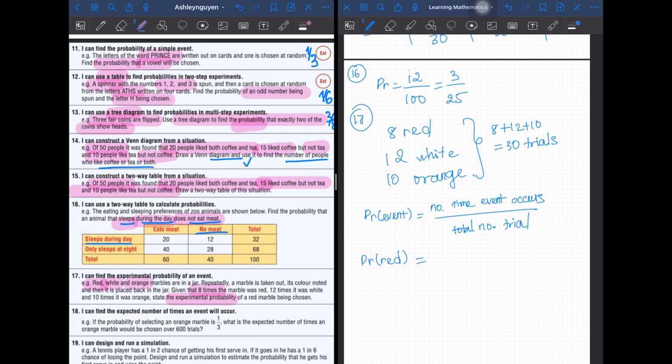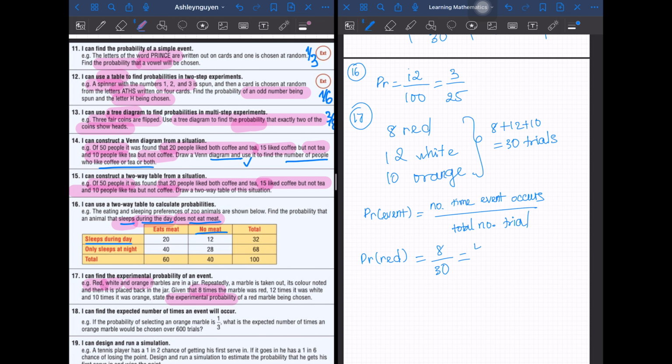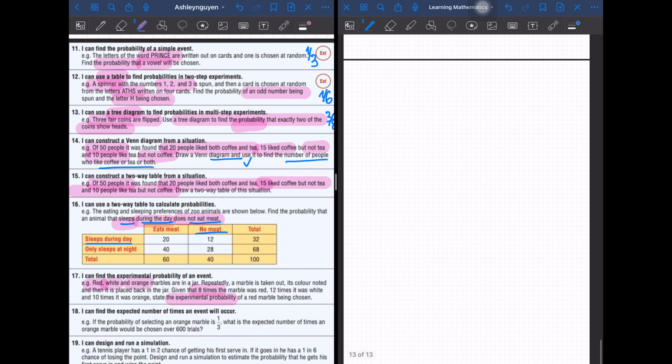So how many times did red occur? 8, out of the total number of trials, 30. 8 over 30, simplify by 2. 8 divided by 2 gives 4, 30 divided by 2 gives 15. All good? 2 more to go and we're going to finish soon. 18.